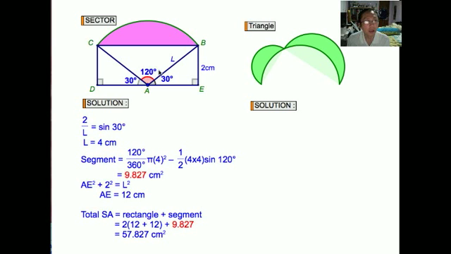Before we can find the area of a sector, we need to know the angle and the radius. In this case, the radius is L. To find the radius, I make use of trigonometry. 2 over L equals sine 30, giving us L equals 4. And using the properties of angles, I can find that the angle of the sector is 120 degrees. The segment is the sector area, subtract away the triangle.